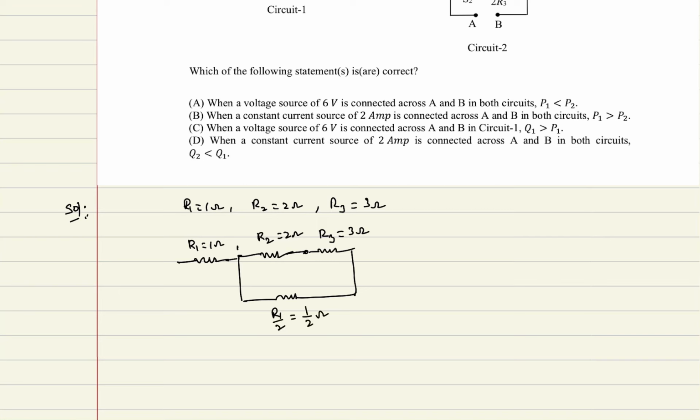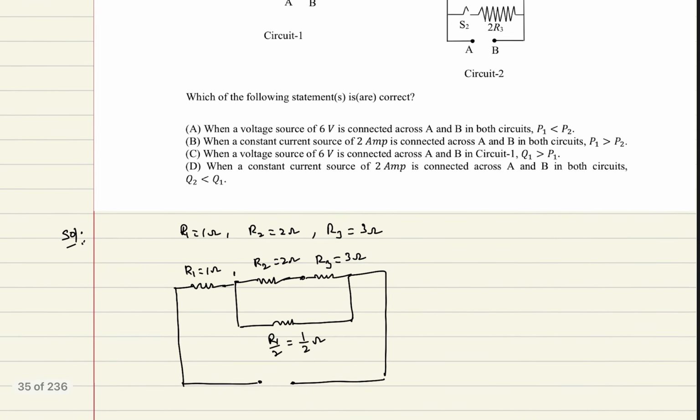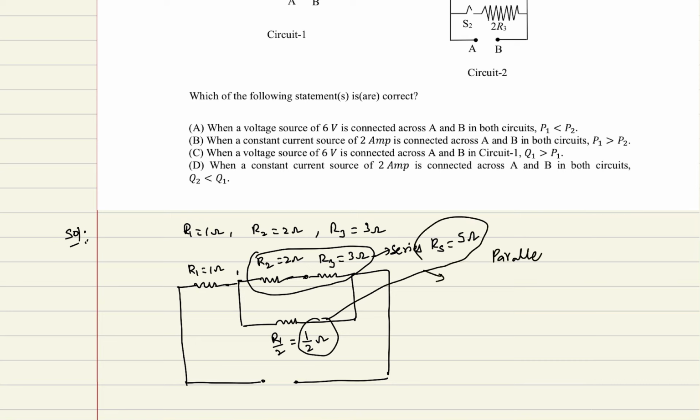Here one more resistor of 1 by 2 ohm is connected. The switch is open, so after that only I am writing this. It is connected like this. If you see, these two resistors are in series. We get Rs equal to 2 plus 3, 5 ohm. Now this 1 by 2 ohm and this are both in parallel.